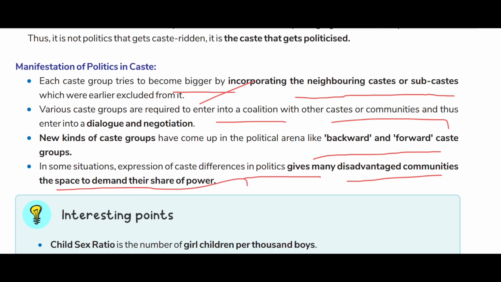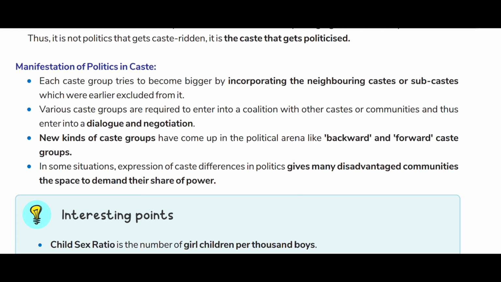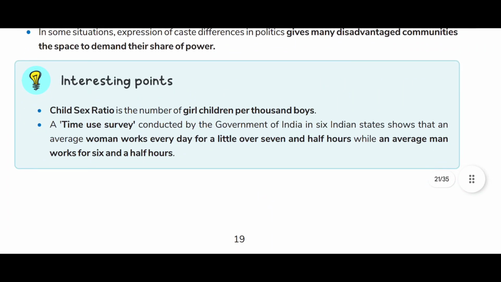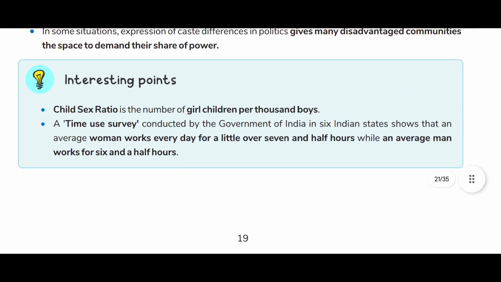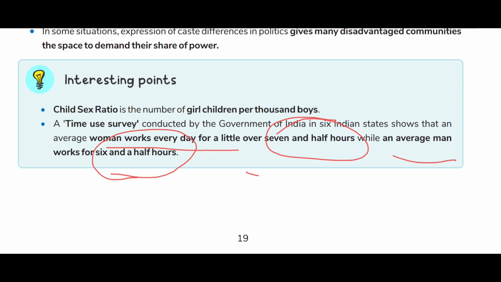Now, the interesting point of this chapter is that child sex ratio is the number of girl children per thousand boys. A time use survey conducted by the Government of India in 6 Indian states shows that an average woman works every day for a little over 7.5 hours, while an average man works for 6.5 hours. So there is a difference of 1 hour between the work of man and woman. So this is the summary of this whole chapter.